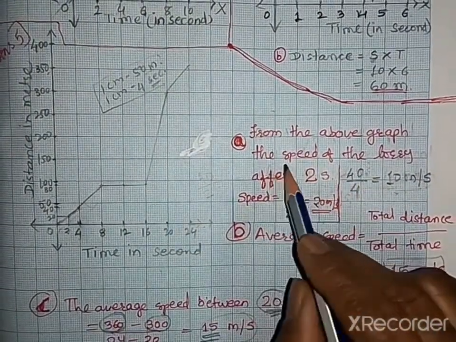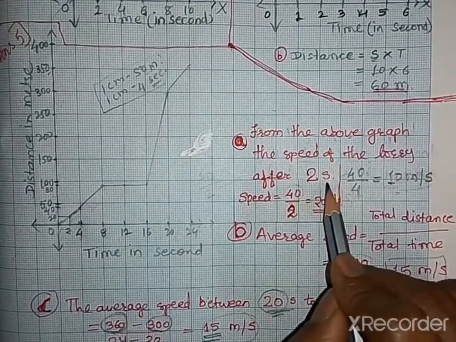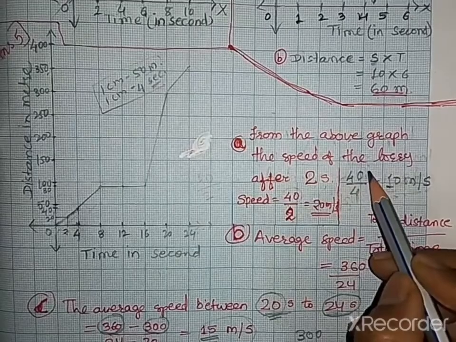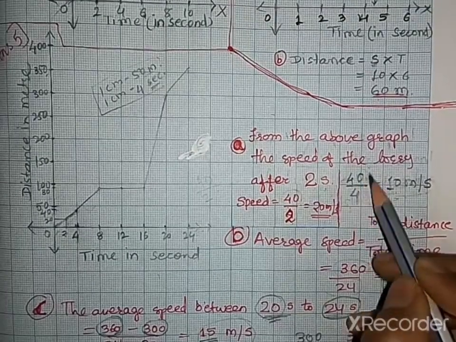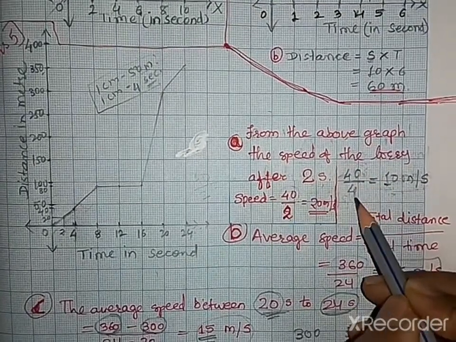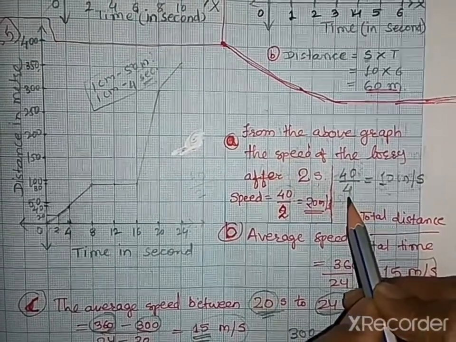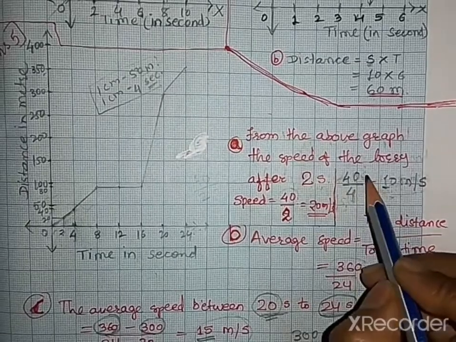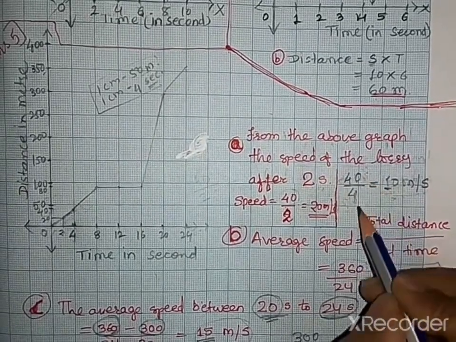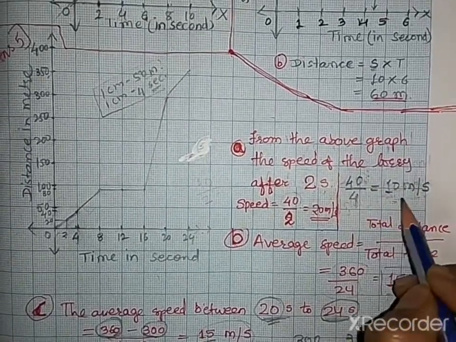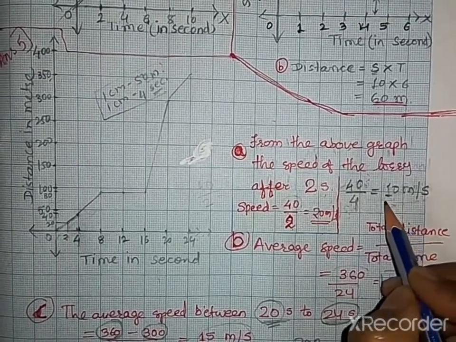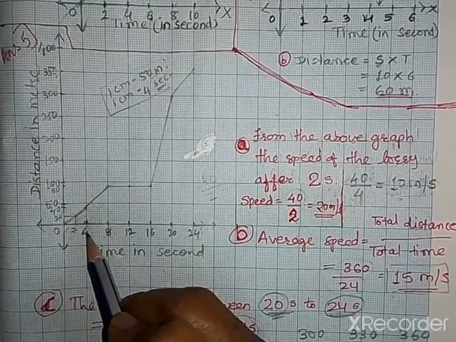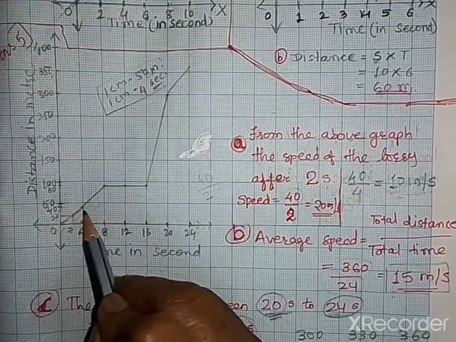The first question is, what is the speed of the lorry after 2 seconds? According to the table, we can see that the distance given is 40 meter and the time given is 4 seconds. This is the first value we have in our table. So at the distance 40 meter at the 4th second, the speed of the lorry is 10 meter per second. If you see the 4th second in the graph also, the lorry is covering 40 meter distance.